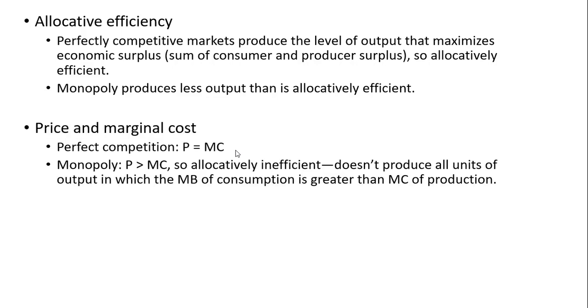Price and marginal cost. In perfect competition, price equals marginal cost. Under monopoly, price exceeds marginal cost, and that means there is an allocative inefficiency. A monopoly doesn't produce all units of output in which the marginal benefit of consumption is greater than the marginal cost of production.